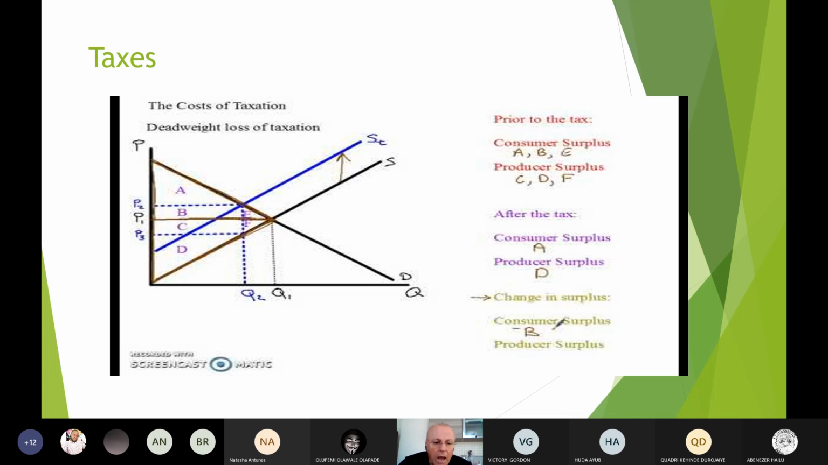As you see here, A is the consumer surplus, D is the producer surplus, B plus C is the government tax, and the small triangles, which are not clearly illustrated, near the intersection of the equilibrium where Q1 moves to Q2, are the deadweight loss. Once again, consumer surplus is A, B, E, producer surplus is C, D, F.